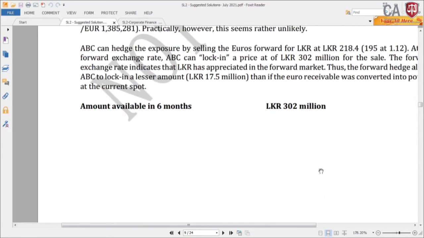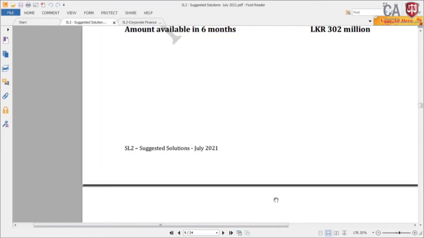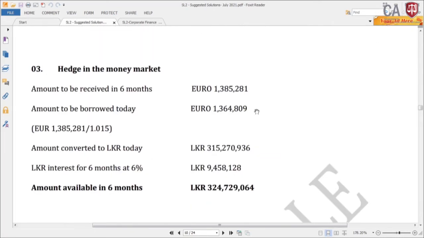The forward exchange contract has given us net proceeds of 302 million, and money market hedging has given us 324 million. So these two options show what is the best course of action, whether we go with the forward exchange contract or with the money market hedging. Money market hedging gives more net proceeds from the customer than the forward exchange contract. So basically the answer is money market hedging.